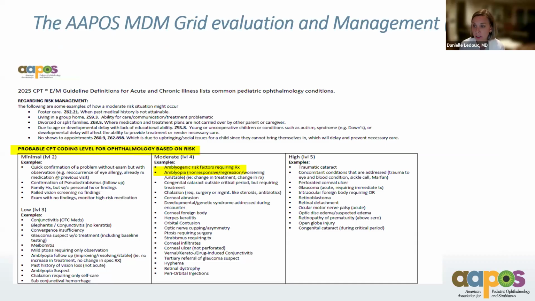And if you see on the 3rd page of the grid, specifically amblyopia or amblyogenic risk factors requiring eyeglass prescription is listed at level 4. And that's purposeful, that this grid serves as a potential way that if for some reason you are found to be downcoded, you can provide this grid, this AAPOS approved grid, to help with the claim.